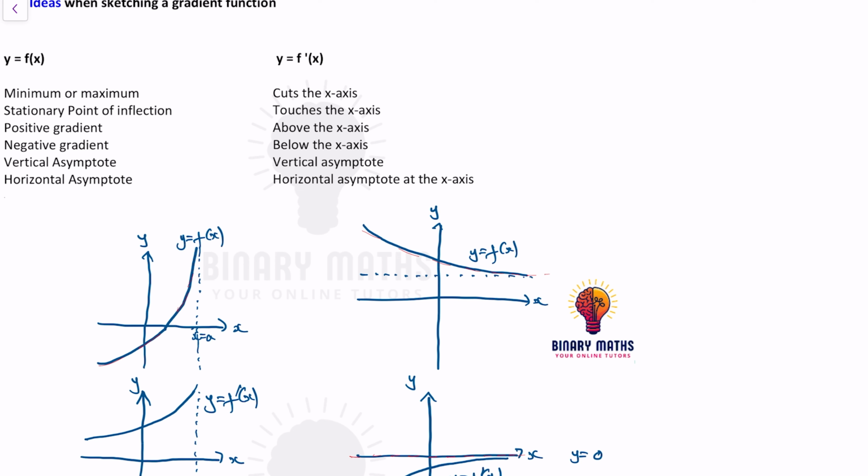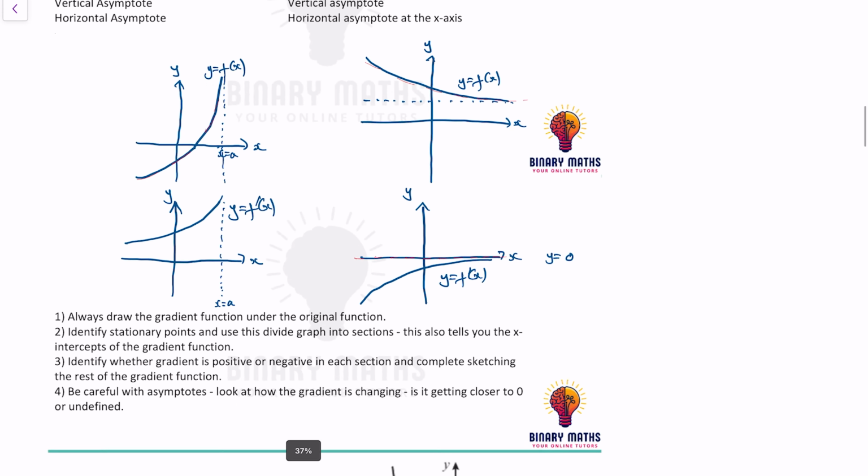So a horizontal asymptote always gives you a horizontal asymptote on the x-axis. So it won't be in the same place. So do you see how the asymptote is a positive number, obviously. y is equal to a positive number in my example, y equals f of x. But here, when I've drawn the gradient function, my horizontal asymptote is at the x-axis, and that is always the case no matter where the horizontal asymptote is. Okay, just obviously notes to help you out.